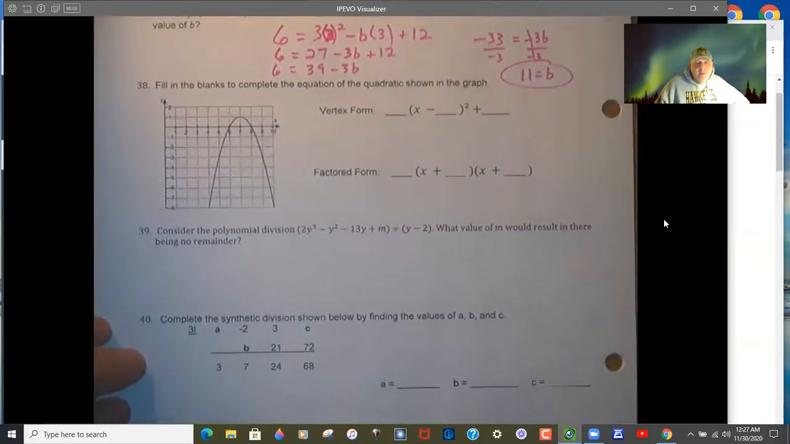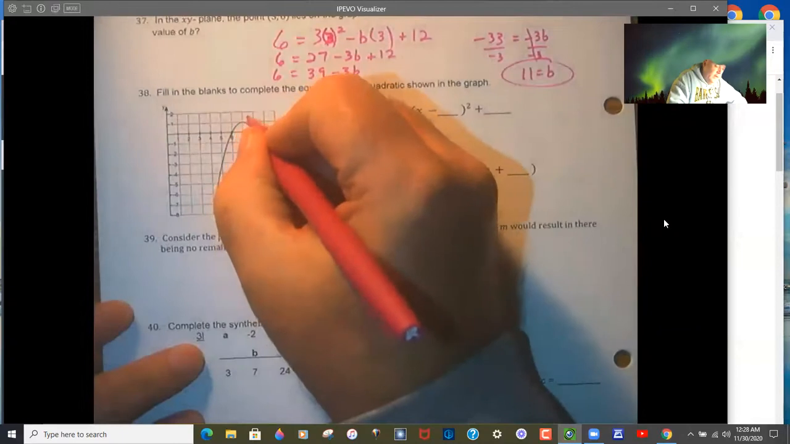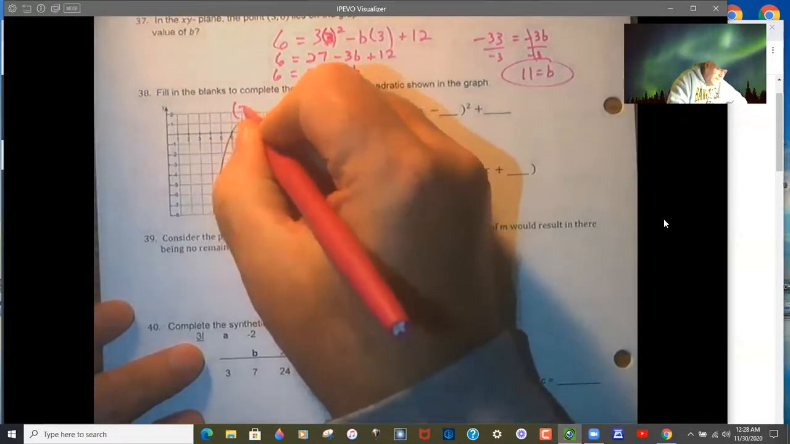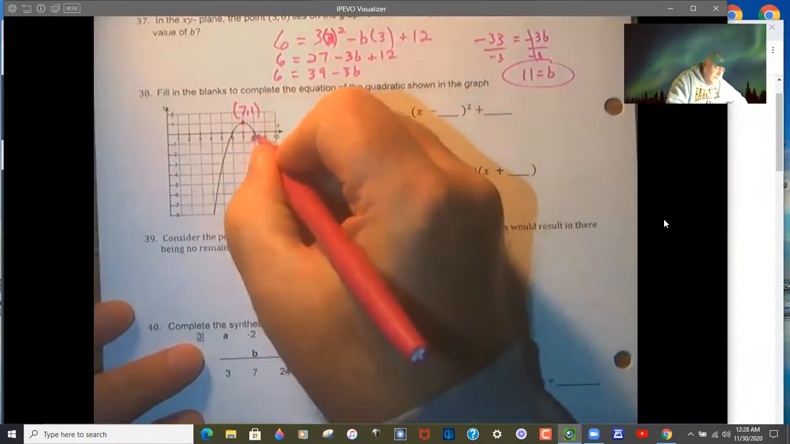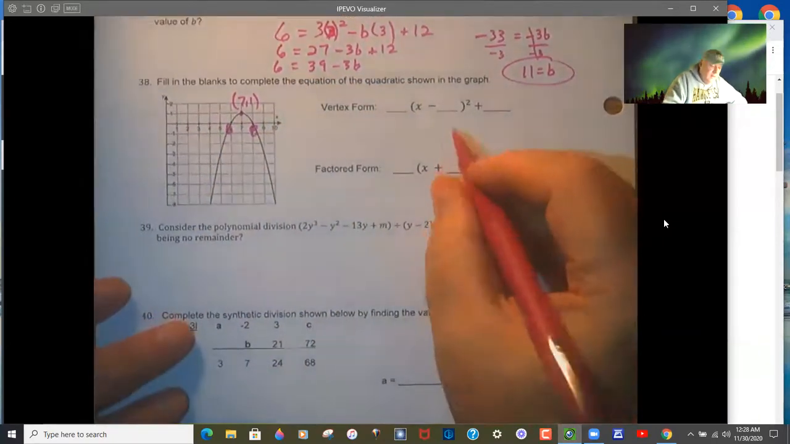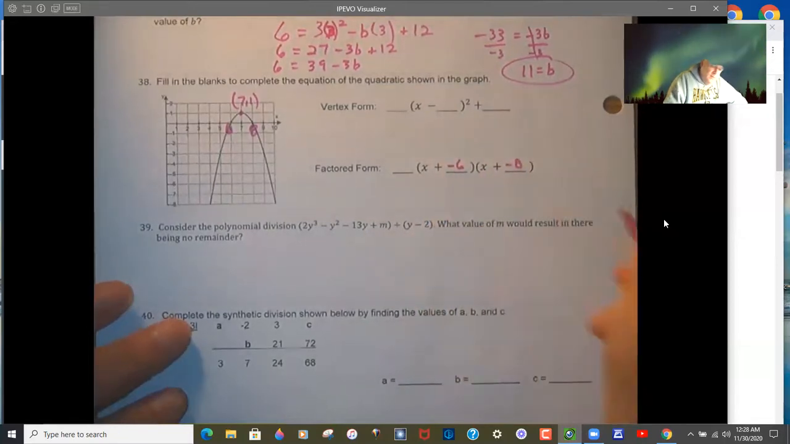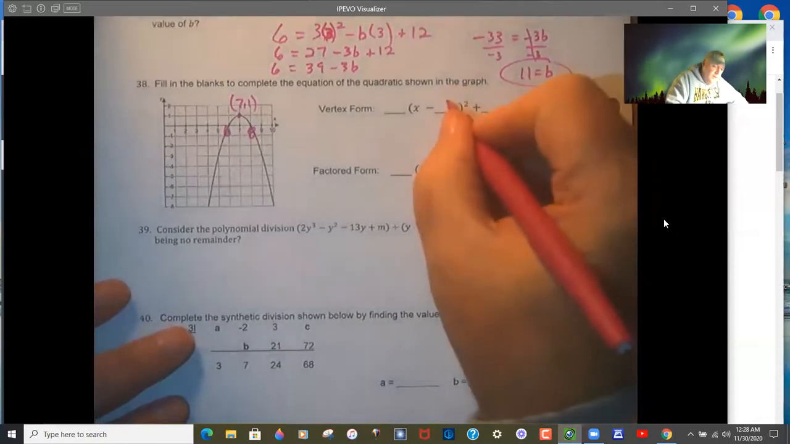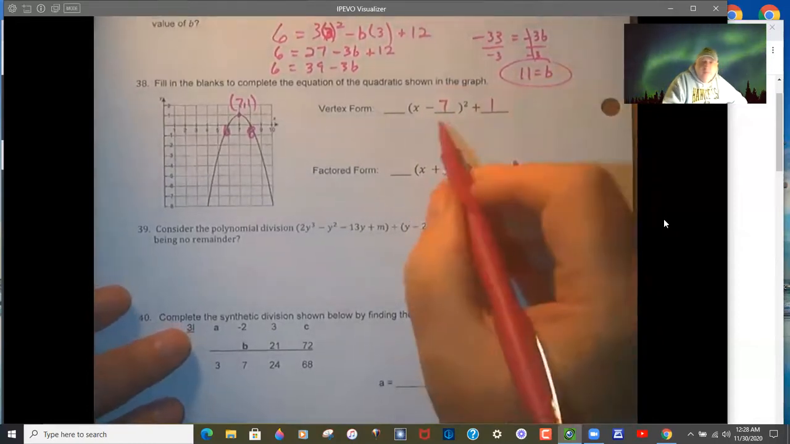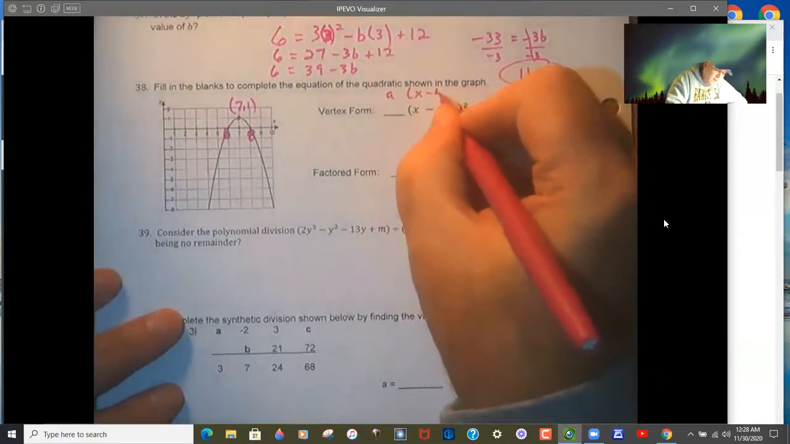All right, problem 38. Fill in the blanks to figure this out. So what I'm going to tell you to do is maybe to use a graphing calculator to help you. So we know the vertex is 7, 1, and the x-intercepts are 8 and 6, 8, 0, 6, 0. So that at least allows me to put this in. Make sure you make them opposite in the factored form. And then this would be 7 and 1. So that's literally the a times x minus h squared plus k form.